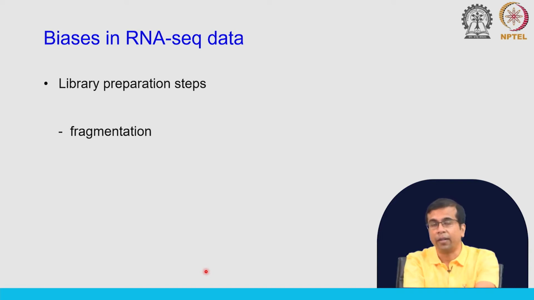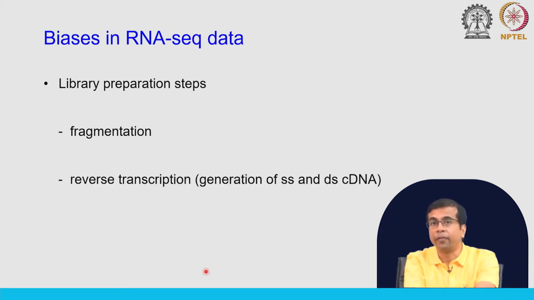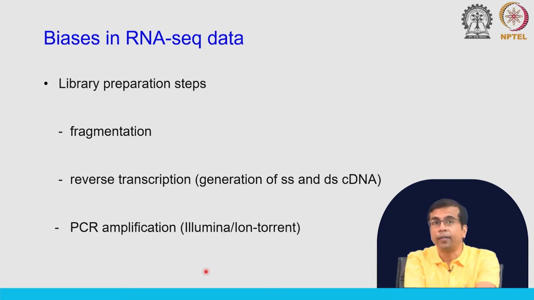So, one is fragmentation, right. We have to fragment long transcripts at different steps, and you have the reverse transcription. We have talked about this. This is generation of cDNA, double stranded cDNA, and then sometimes you also have PCR amplification, right.